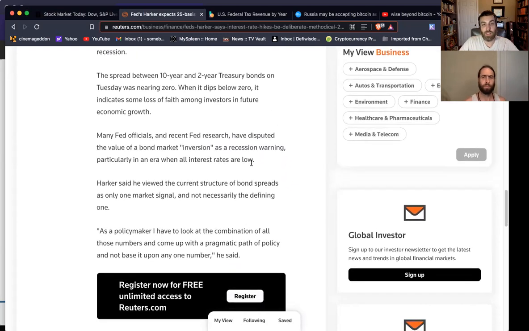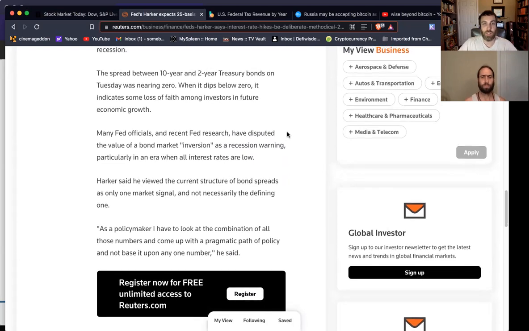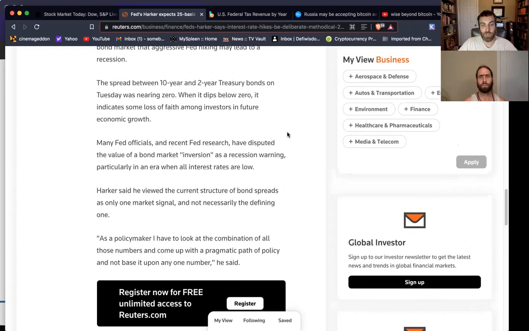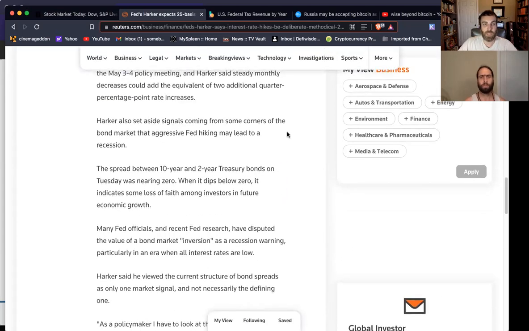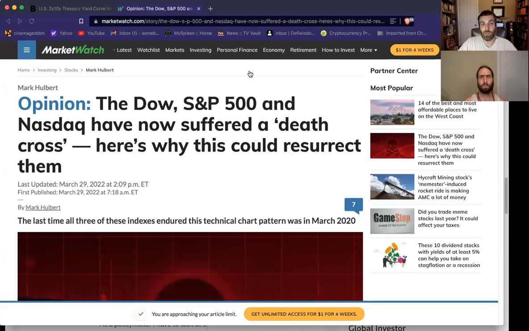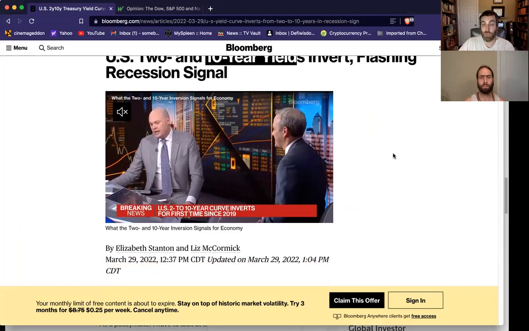He says that it's only one signal, and it's not the defining one, and that it's taking into consideration a combination of numbers much broader than just the yield on bonds. That's what he looks at as an indicator of a recession. So that is something to cool our concerns, because the news that the yield curve just inverted is kind of a big deal in financial markets and in financial market news, rather.